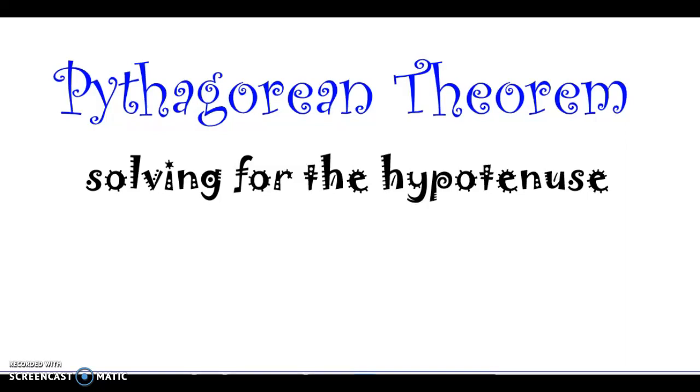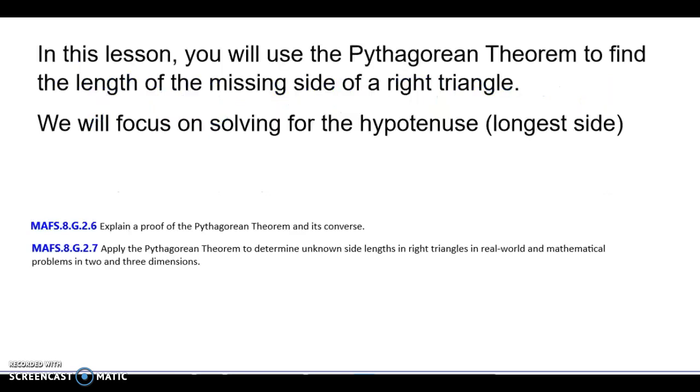Hey guys, for this lesson we're going to be using the Pythagorean Theorem to solve for the hypotenuse. The hypotenuse is the longest side of a right triangle. In this lesson, we're going to be focusing on these two standards in blue: explain a proof of the Pythagorean Theorem and its converse, and apply the Pythagorean Theorem to determine unknown side lengths in right triangles in real world and mathematical problems in 2 and 3 dimensions.